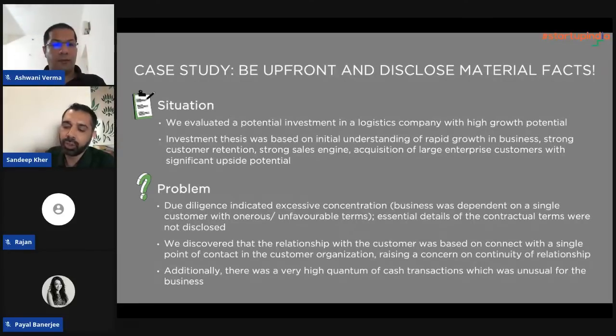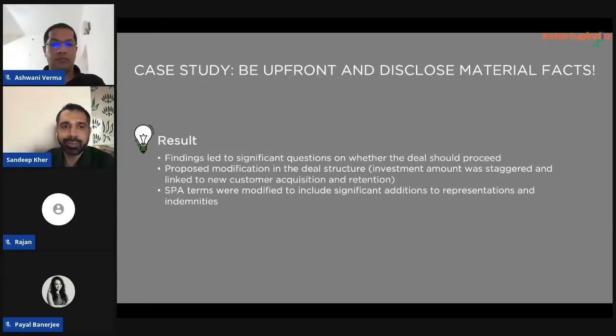And we went back to the table to discuss the term sheet, and based on the findings that came our way, modifications were suggested in terms of the investment amount, and so on and so forth. But during the course of those conversations, we realized that probably things would not come to common ground, and we had to move away from that particular deal.